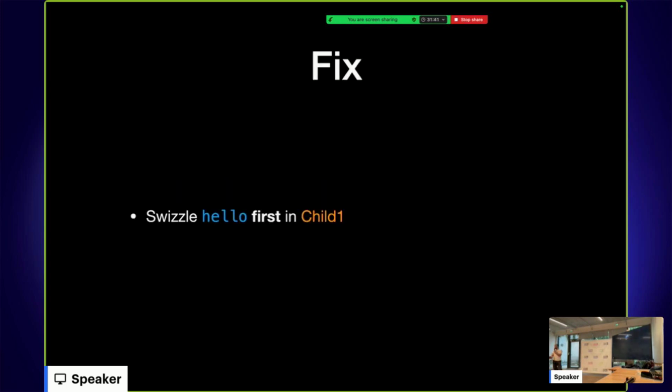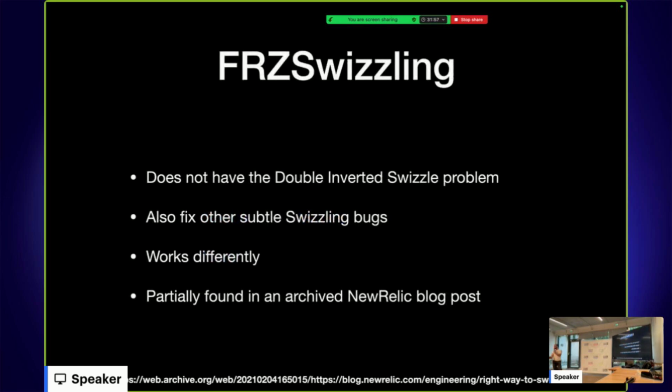So how to fix this? You do the swizzling in the proper order. First, do the swizzling in child 1 and then in child 2, so that when you do the swizzling in child 2, you are aware that there is a function inside child 1, and you call this method instead. There is another solution: use FRZ Swizzling, which is the swizzling implementation I have done, which fixes this issue and also other subtle swizzling bugs, and also other non-subtle swizzling bugs.